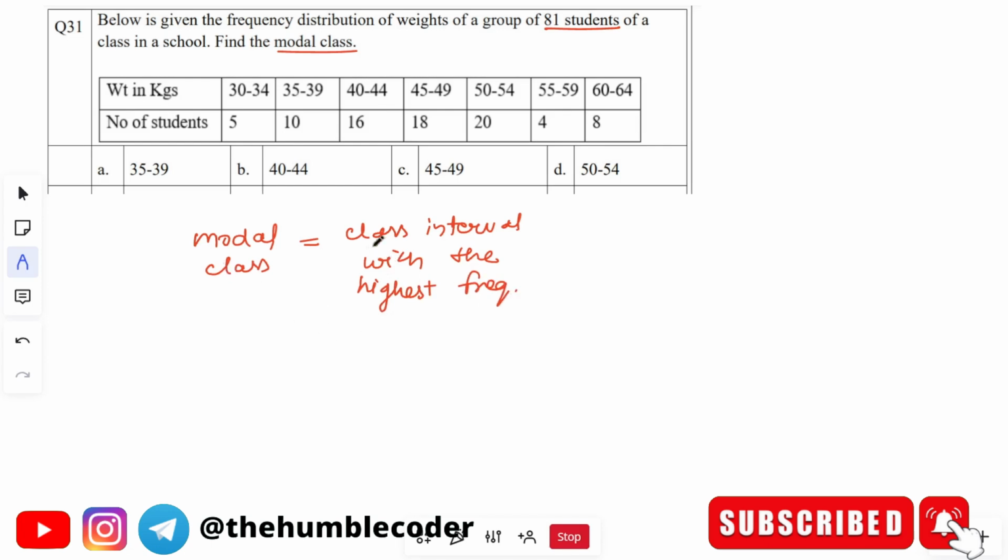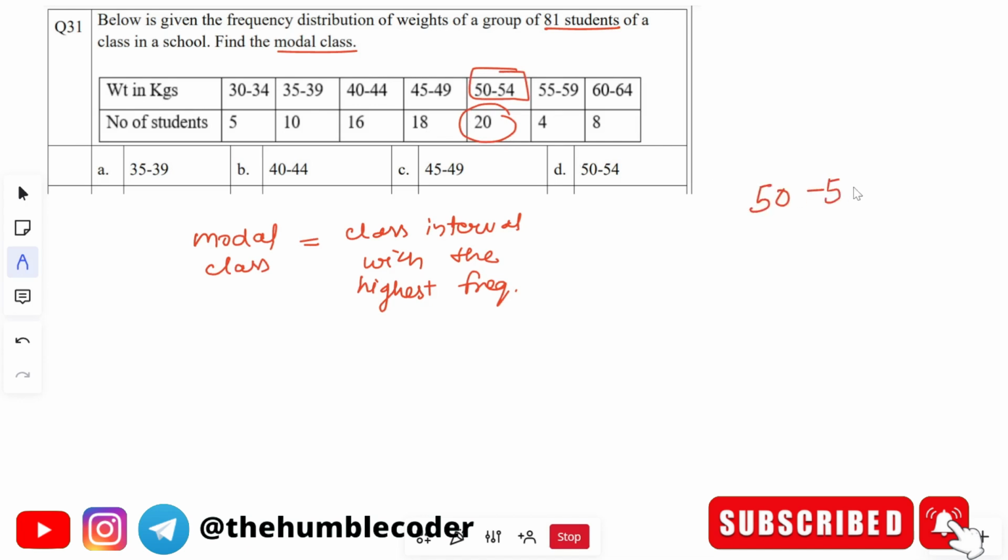So modal class is what? It is the class interval with the highest frequency. Now see, frequency is the number of students in our case, right? So let's see which is the highest frequency, which means the highest number is 20. So in this one, its interval we have to take. So the answer for this one is going to be 50 to 54, right?